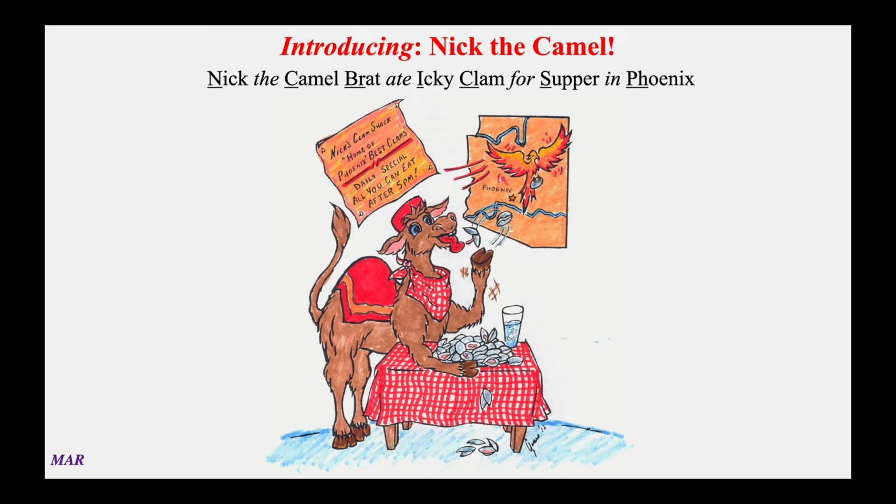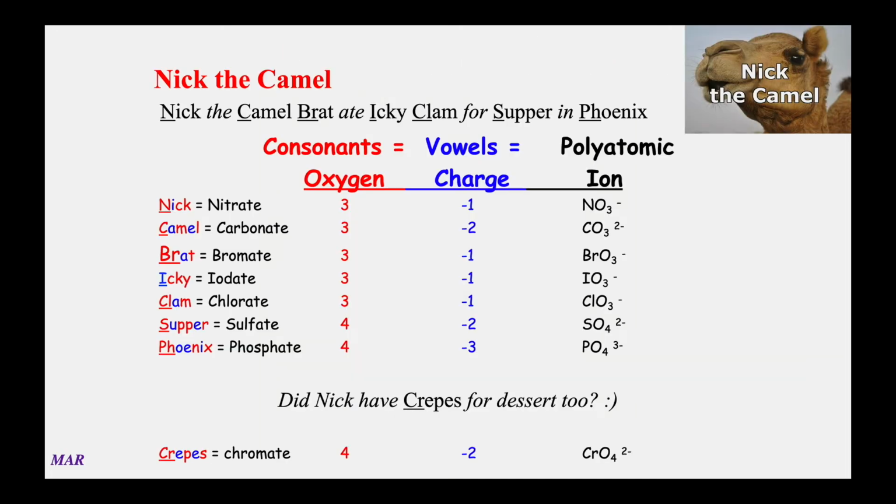Another way to learn the polyatomic ions is to use the little expression related to Nick the Camel. And the expression is, Nick the Camel brat ate icky clam for supper in Phoenix. And you're like, okay, that sounds pretty disgusting. And you're probably also like, what exactly is the purpose of this, Dr. Russell? And I totally understand. It is an acronym. And each of those phrases, Nick, camel, brat, icky clam, supper, Phoenix, has a meaning.